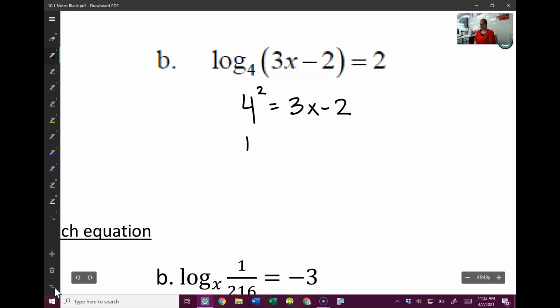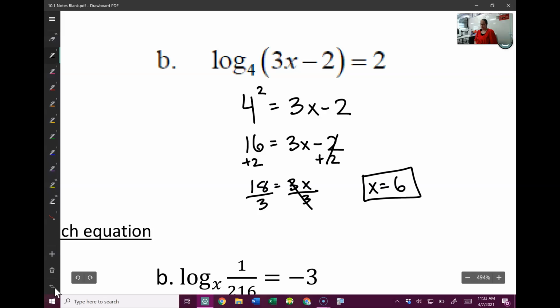Well, 4 squared is 16. And now I can solve it from there. Way easier to do in exponential form than in logarithmic form. So I get 18 equals 3x. So x equals 6. Sweet.